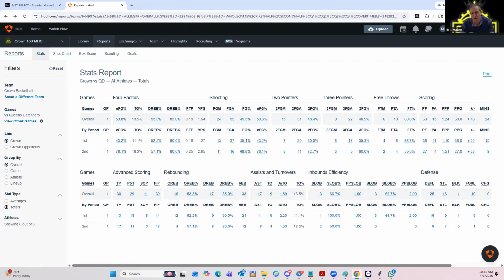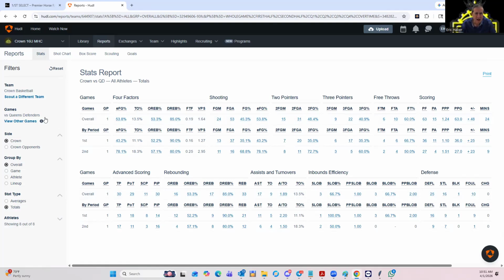Turnover rate, 13.5%. You're within that realm of 15% or less. Now, I prefer it even to be lower against a bad team like this, but 13.5% I'll accept. And you got just all the rebounds. So 53.3 offensive rebound percentage is extraordinarily good.